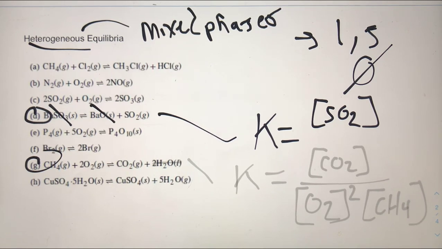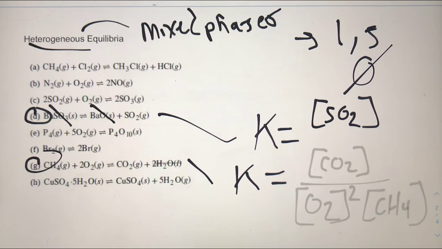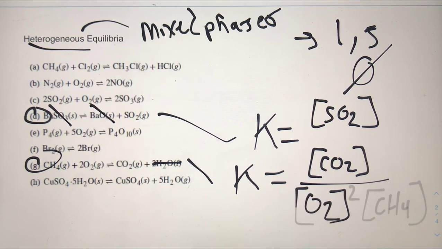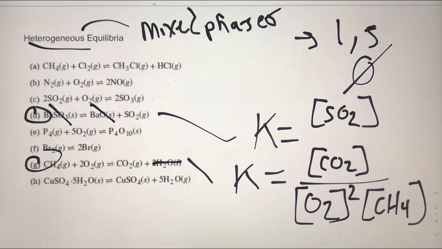All right, and then let's do G, and we'll call it a day. So down here we have K. Remember, it's products over reactants, so H2O. Oh, no, we're not going to use H2O. You know why we're not going to use H2O? We're not going to use H2O because it's a liquid, right? So we don't include liquids, and we don't include solids. So this is just going to be CO2 over the concentration of O2, and we're going to square that, and CH4. Okay, and then again, if I were to ask you numbers, you could plug in and solve, and if I gave you a value for K and concentrations, you'd be able to solve for that as well.